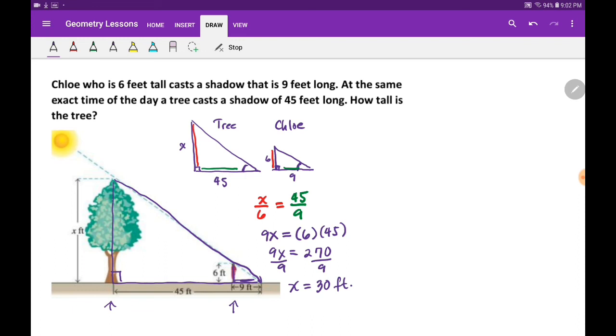So when you are dealing with the shadow problem, always make a proportion of the height of an object over the height of another object, and the length of the shadow of one object over the length of the shadow of the other object. So the height of the tree is 30 feet.